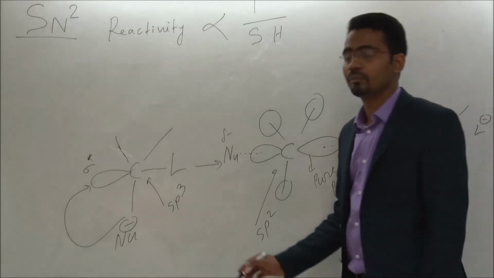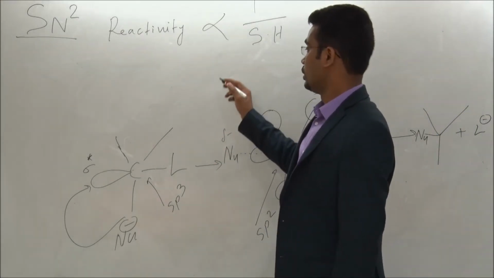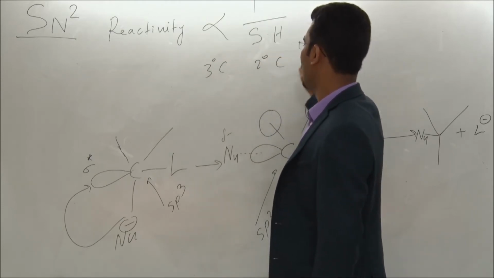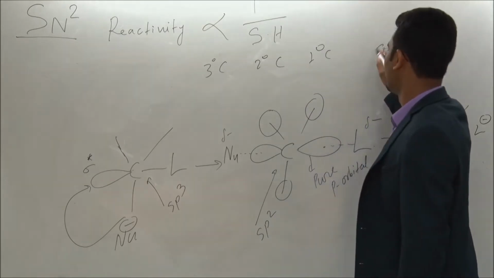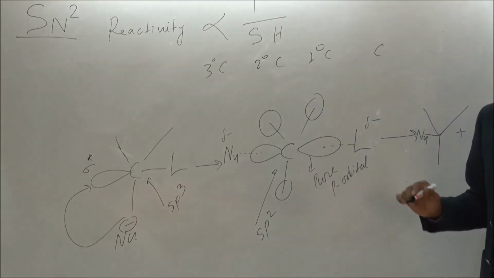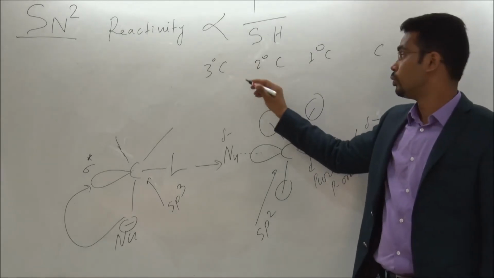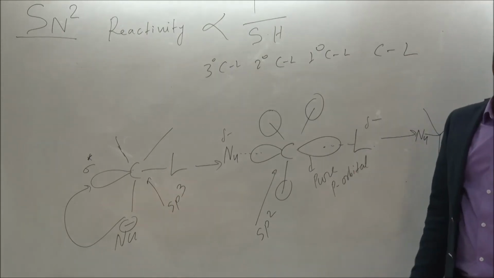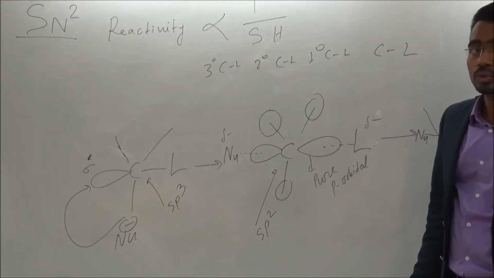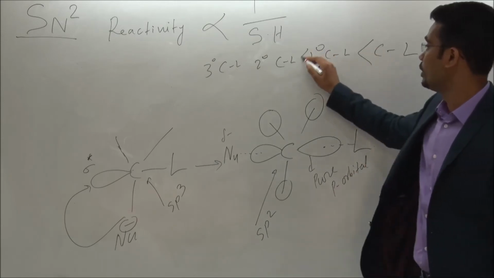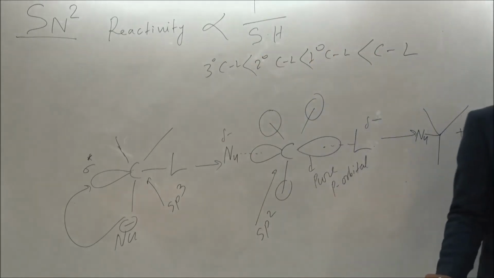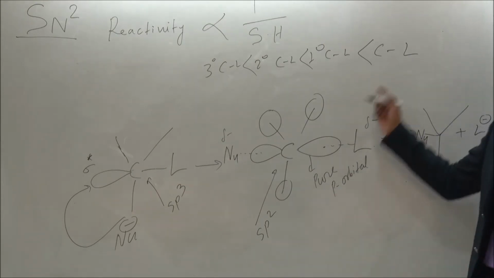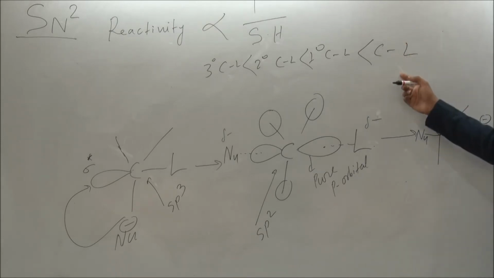It means that 3 degree carbon, 2 degree carbon, 1 degree carbon, and without degree carbon all have a leaving group. So which will be more reactive? So the reactivity order will be this. Because 3 degree carbon has more steric crowding, while without degree carbon has no steric crowding, only hydrogen.